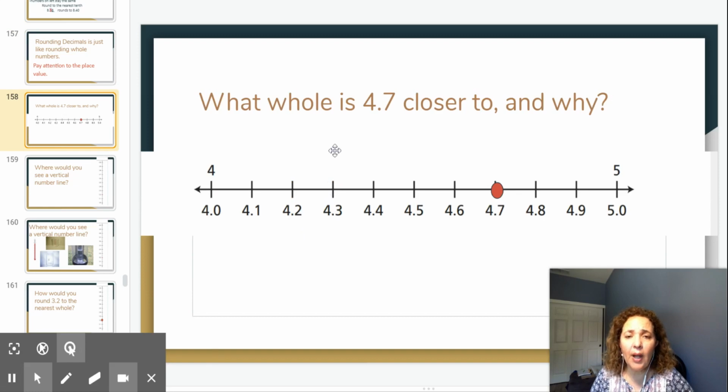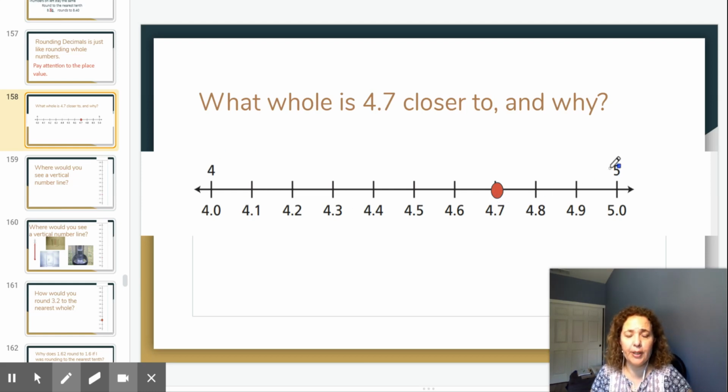So in this example, I have a number line to kind of help us review rounding. So 4.7, what's it closer to and why? So 4.7 here, is it closer to 4 or is it closer to 5? Stop the video and think about it for a moment, then come back to me. Well, hopefully you said it's closer to 5 because it's only 1, 2, 3 away from 5. It's 1, 2, 3, 4, 5, 6, 7 away from 4. So 4.7 is closer to 5.